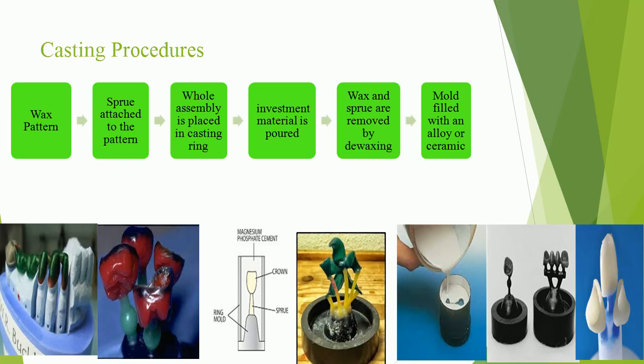The investment material is poured all around in the casting ring. If you can appreciate the fifth picture, this white material is basically the investment material. The wax and sprue are removed by dewaxing, again burnout at high temperature. And finally, the mold is filled with an alloy or ceramic.